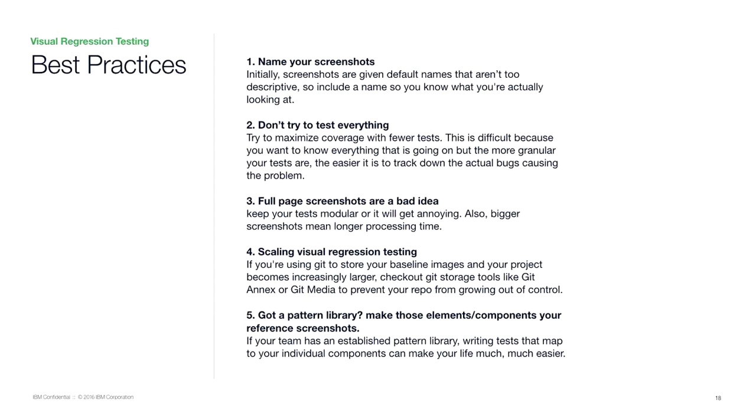And lastly, if you have a pattern library, that's a really great way to keep things consistent: actually make those elements or components your reference screenshots. And so that reference URL that you actually saw in the backstop.json could point to your specific components that you're trying to test out within your pattern library. It'll make your life a lot easier, and it'll increase the relevance, I'd say, of your pattern library as well.